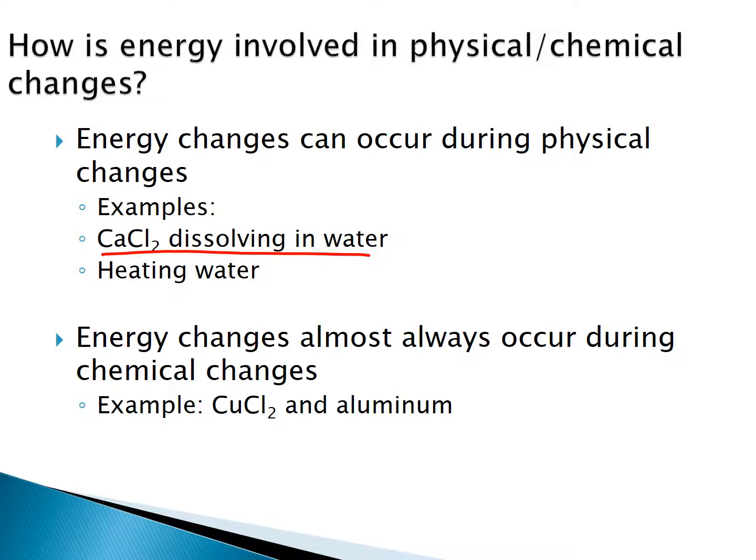Now, if we heat water, like if we boil water, that requires energy in order for the temperature change and then the phase change to occur. Now, we almost always have energy changes occurring during chemical changes. For example, you might remember in Lab 6.2, we mixed copper chloride, the blue solution, and aluminum, and it got quite warm, and that was an exothermic reaction. Okay, so basically, anytime you do a chemical reaction, it'll be either exothermic or endothermic.